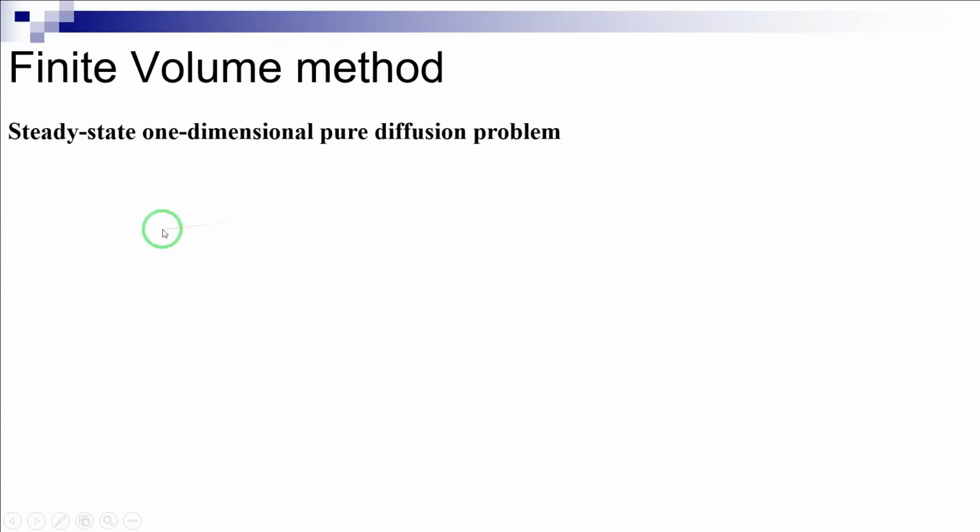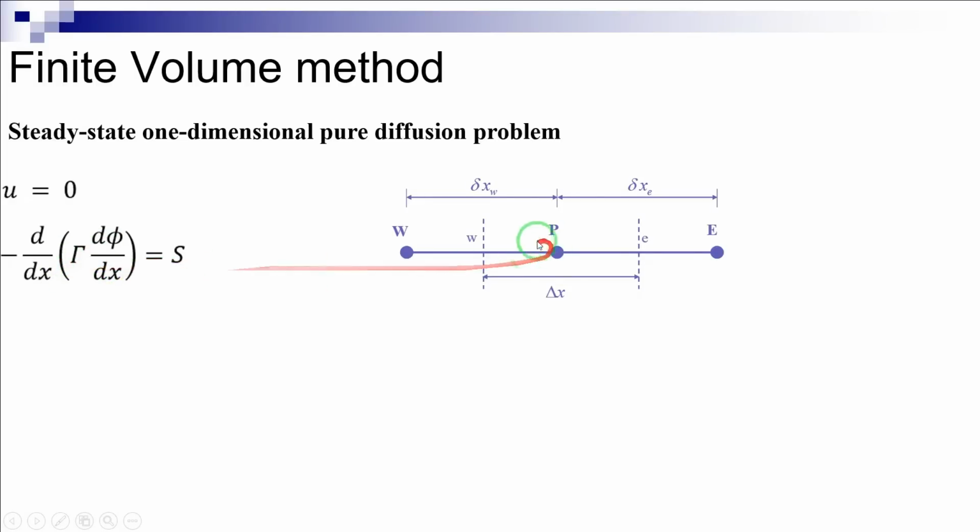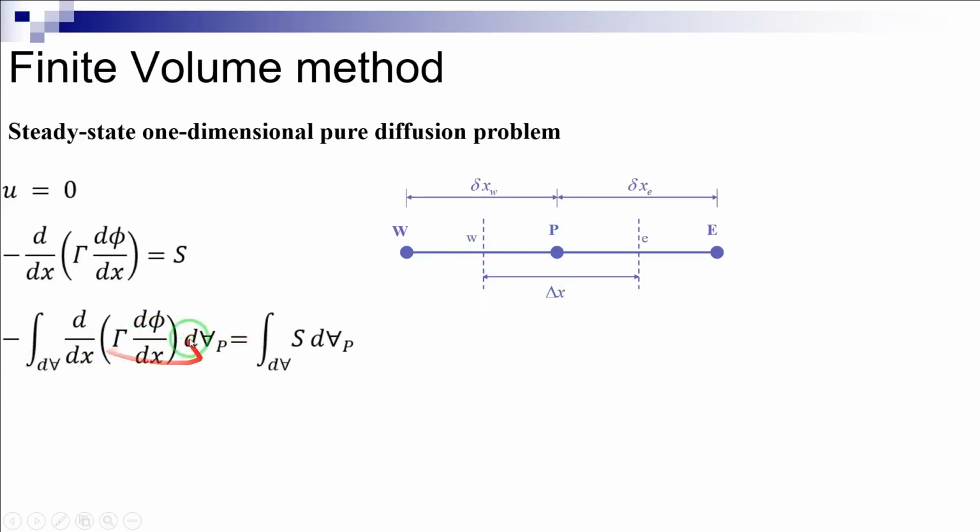Now consider a steady-state one-dimensional case without the presence of a fluid flow, i.e. U equals 0. In this case, the transport equation is written as follows. This equation is integrated over the one-dimensional control volume as shown in this figure as follows. As a result, we will have the following equation.